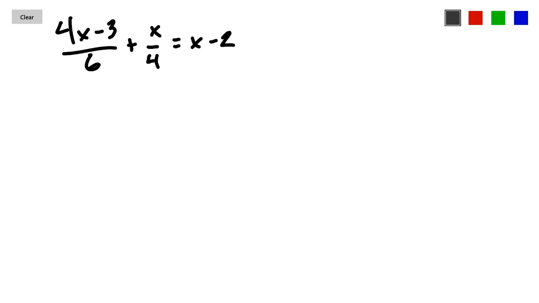Last one that I do for today. So let's say that I have 4x minus 3 over 6 plus x over 4 is equal to x minus 2. So the first thing I'm going to do is split up the fraction so that I have definitive x and number terms together. So I can split up the big fraction on the left side as 4x over 6 minus 3 over 6 is equal to x minus 2.